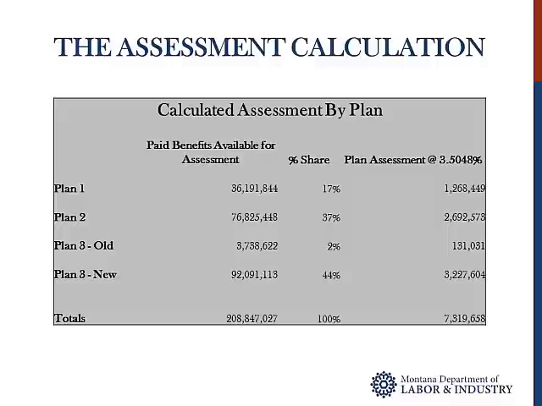The same is true of the Plan 3 Old Fund. In fiscal year 2016, the Old Fund was responsible for 2% of the paid benefits and thus is responsible for 2%, or $131,000, of the department's budget.